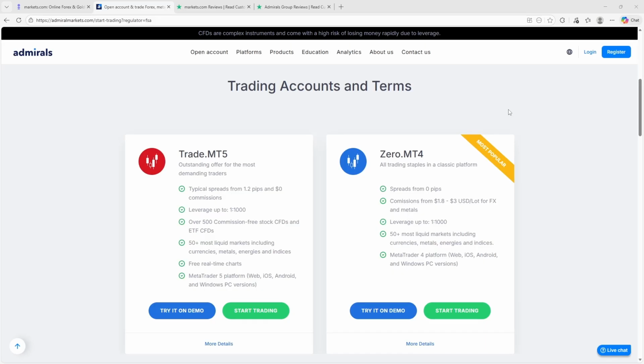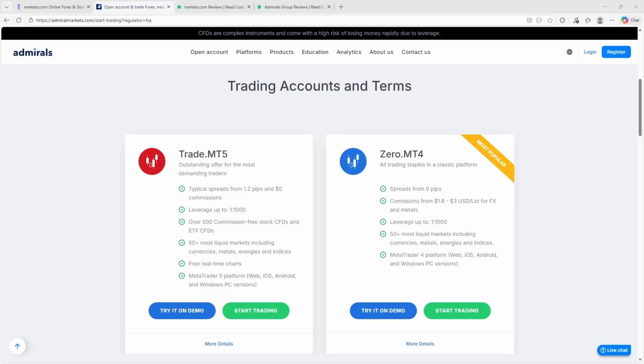For example, accounts such as Trade.mt5 typically combine spread-based pricing with zero commissions on many instruments, while zero-style accounts feature tighter spreads that can start near 0 pips, but introduce per-lot commissions, particularly on Forex and metals. This structure allows traders to align costs more directly with their strategy, whether they prioritize simplicity or tighter execution pricing. Leverage availability varies by jurisdiction and account type, reinforcing Admirals' emphasis on regulatory alignment and risk control rather than aggressive promotional leverage.